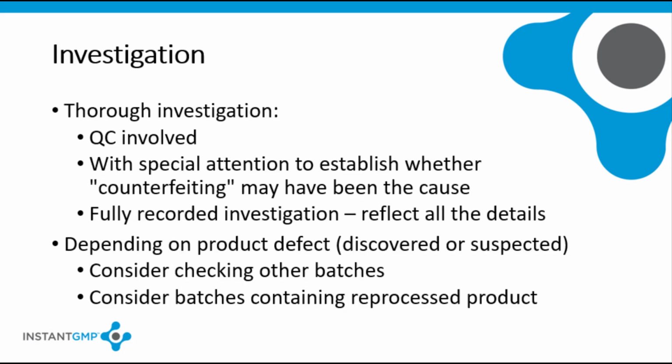The investigation should be thorough and fully recorded, and reflect all the details of the investigation in the records. Special attention must be given to determine whether counterfeiting may be the cause. If a product defect is suspected, the company should consider checking other batches and possibly batches that contain reprocessed product.